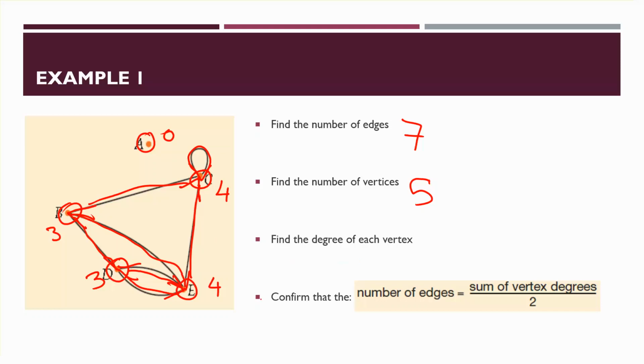Now, if we actually total all of them up, because we're going to need to do that to confirm this rule, there would be 3, 6, 10, 14, which is the sum of all of the vertex degrees. This rule is saying that we need to confirm that the number of edges equals this. 14 divided by 2 is obviously 7. Are there 7 edges? Well, yes, there is. So we can confirm that this is correct for this.